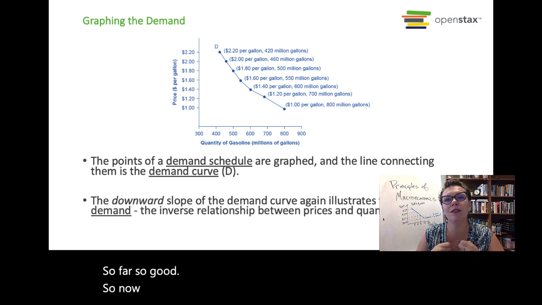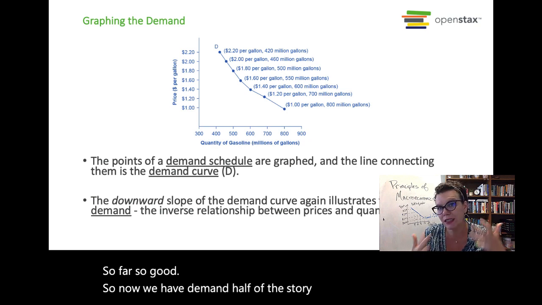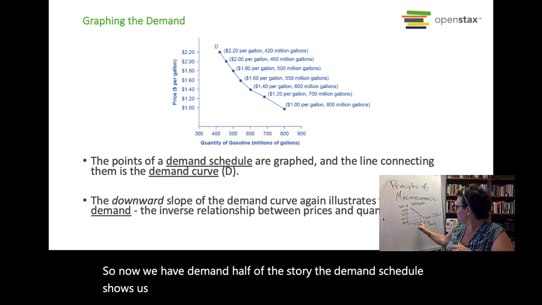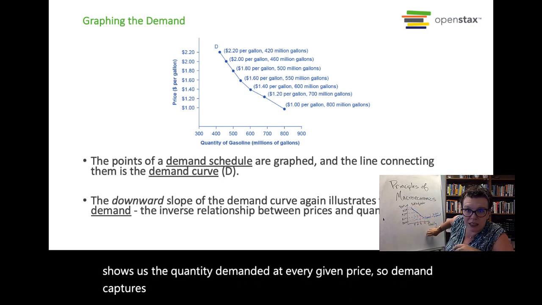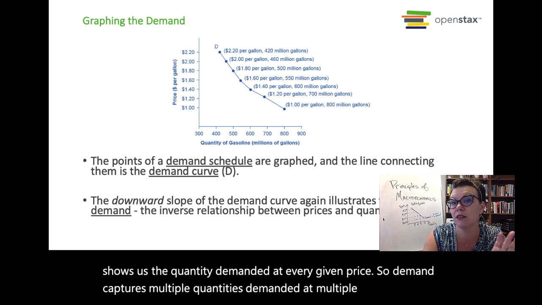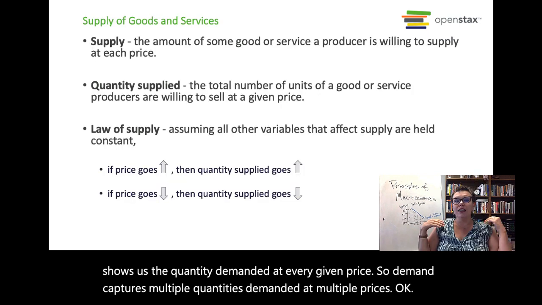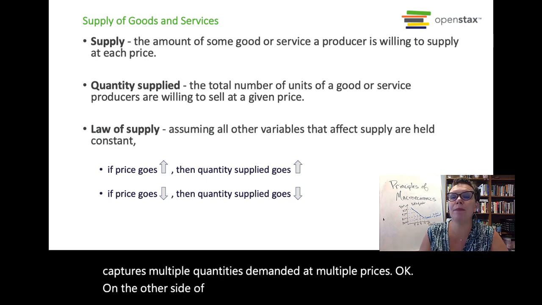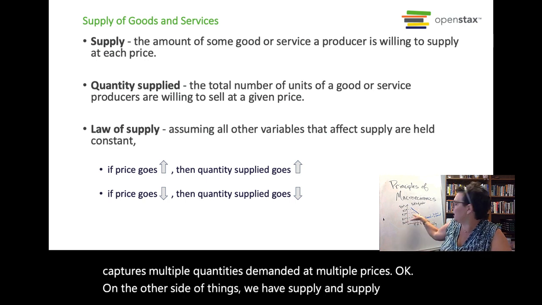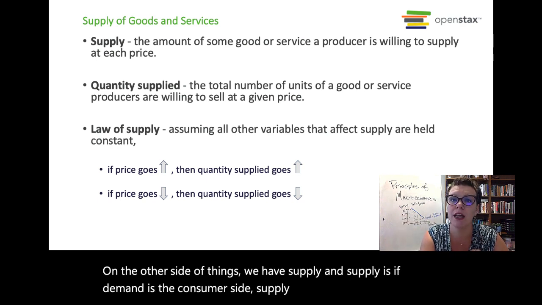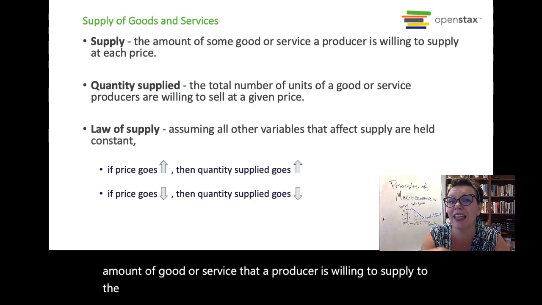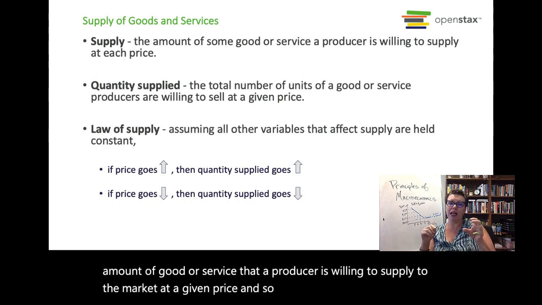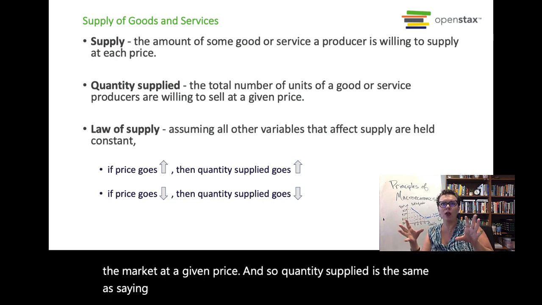So now we have demand, half of the story. The demand schedule shows us the quantity demanded at every given price. So demand captures multiple quantities demanded at multiple prices. On the other side of things, we have supply. If demand is the consumer side, supply is the firm side. It's the amount of good or service that a producer is willing to supply to the market at a given price. Quantity supplied is the corollary for quantity demanded.